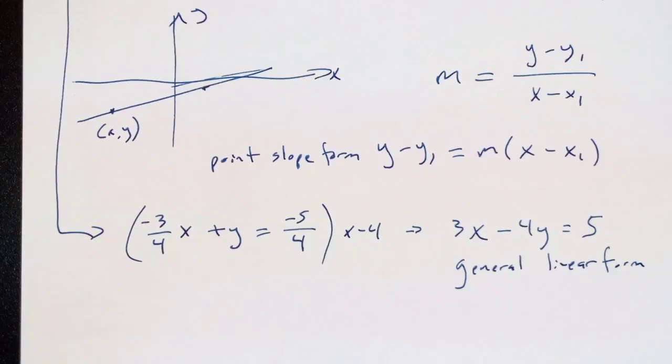Usually, general linear form is the way we write them when we want to solve simultaneous equations, two equations at the same time, to find out where our lines cross. That tends to be easier for that.